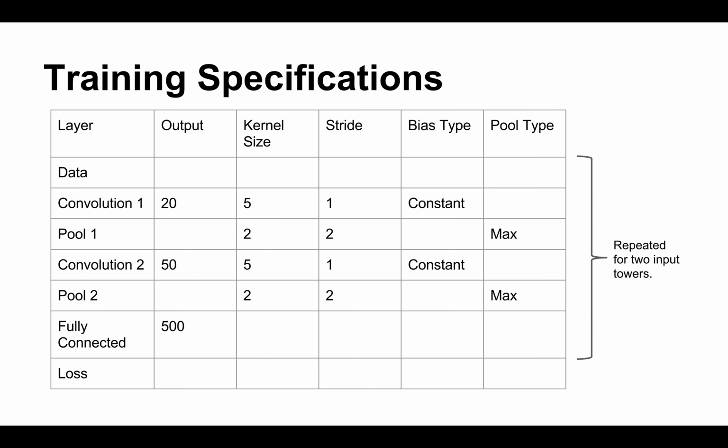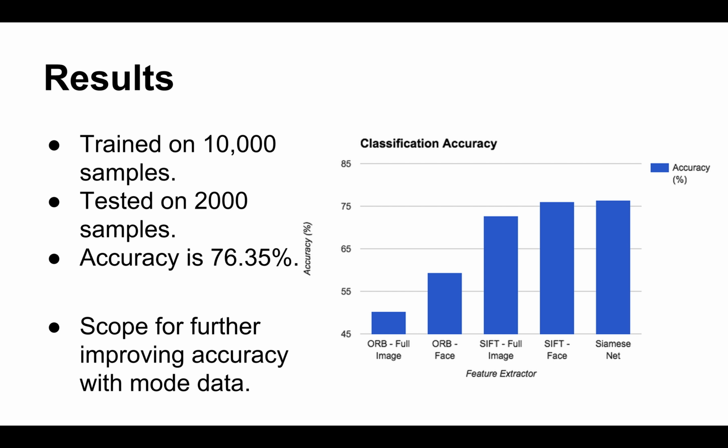I trained this model using two convolutional layers and two pooling layers, which are max pooling, and then finally a fully connected layer and the loss function. Please notice that the convolutional towers are repeated for the two images in the pair. And finally I got the following results. I trained on 10,000 samples and tested on 2,000 samples. I got marginally better accuracy than SIFT, which is 76.35%, but I believe that there is scope for improvement by increasing the number of layers or adding more input data.